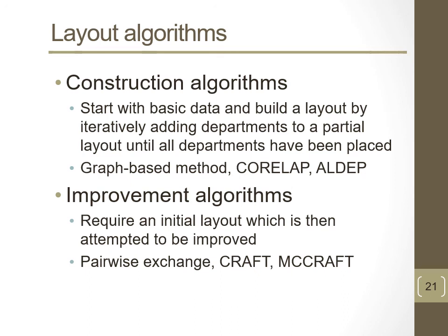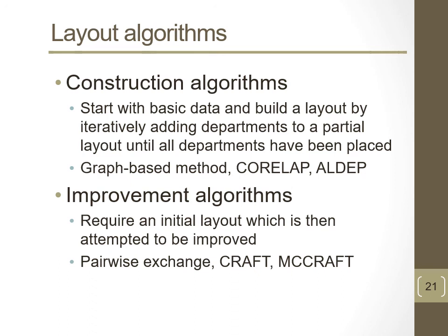On the other hand, there are some improvement algorithms. They take an initial layout and then improve this initial layout. For example, a pairwise exchange method, which basically exchanges the locations of two departments and tries to improve the layout, is an improvement algorithm. CRAFT and MCCRAFT, which we will talk about in following lectures, are also improvement algorithms.